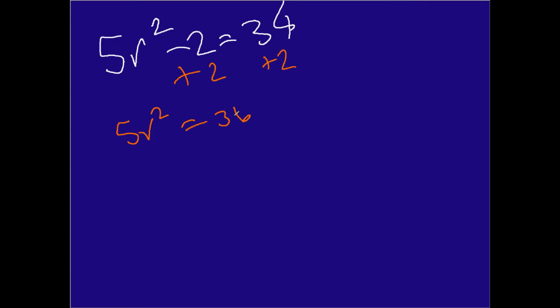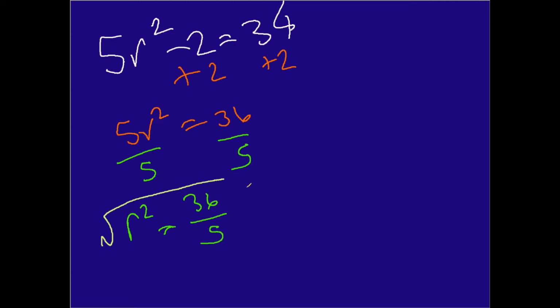Not quite done yet. Now the next thing we have to do is divide both sides by 5, because that's how we're going to get rid of that 5 here. So divide by 5, divide by 5, and we end up with r squared equals 36 over 5. And so, as I said before, we want to square root these, and I end up with r equals the square root of 36 over 5.